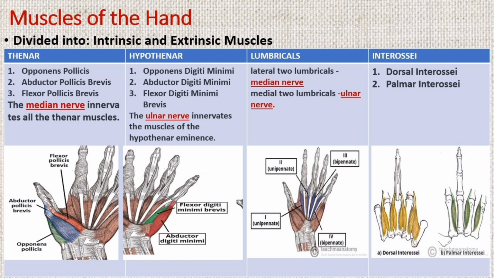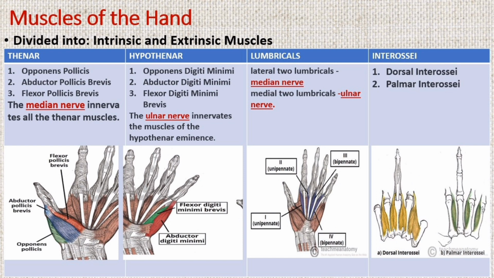Hypothenar muscles. The hypothenar muscles form the hypothenar eminence, a muscular protrusion on the medial side of the palm, at the base of the little finger. These muscles are similar to the thenar muscles in both name and organization. The ulnar nerve innervates the muscles of the hypothenar eminence.